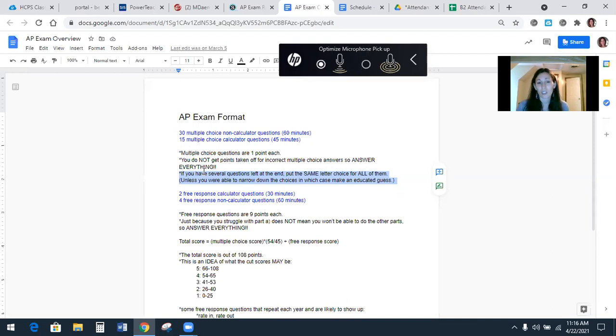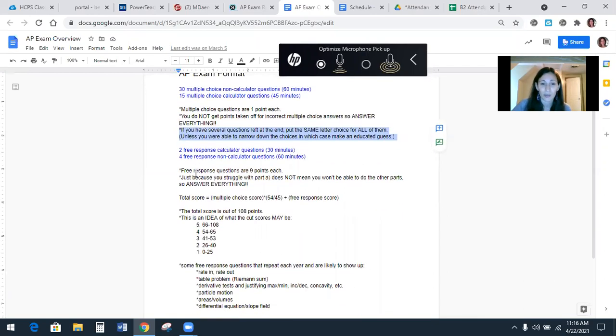So you need to make sure you're really certain about your answer before you move on, because you will not be able to change it. If you feel upset about that, I'm totally in your corner. I cannot change it though, so there's no point in us complaining about it. All right, that's the multiple choice.